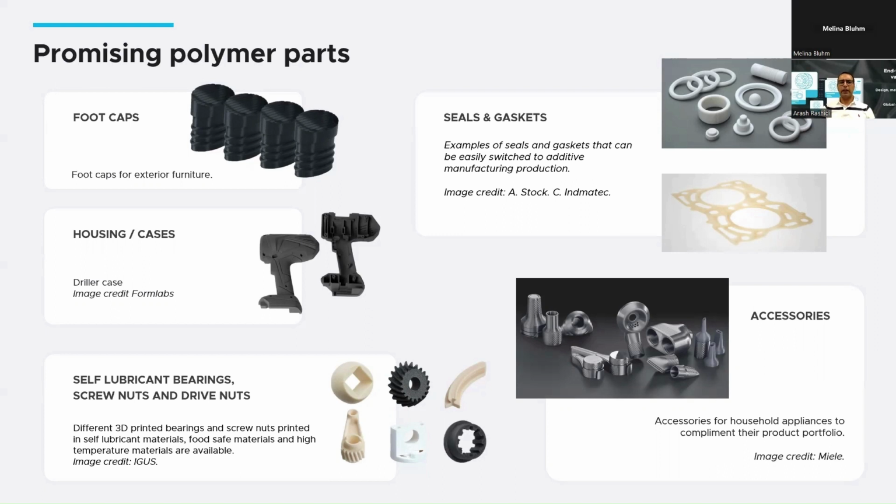Any kind of housing and cases, if it is a holder for a camera, for example, or a drill case. Also, the topic of seals and gaskets is very interesting, especially since there are now many, for example, high temperature or chemical resistant materials available. You can also use 3D printed bearings or screws that are self-lubricating, or food-safe materials are nowadays available, and these parts can be easily printed.